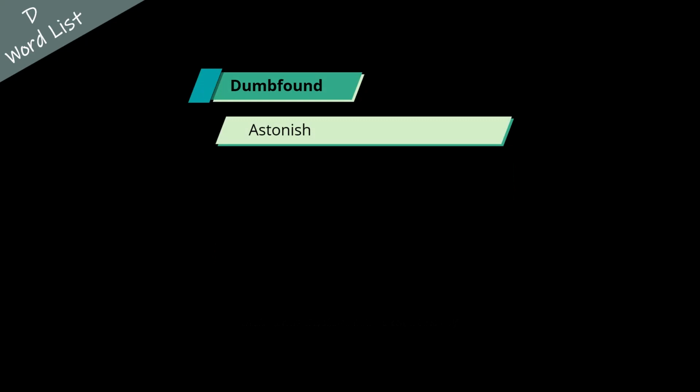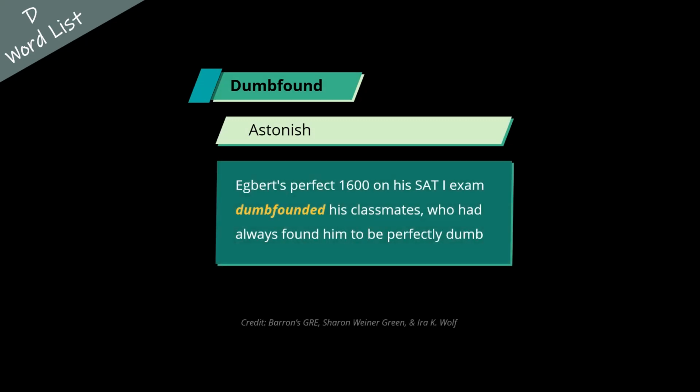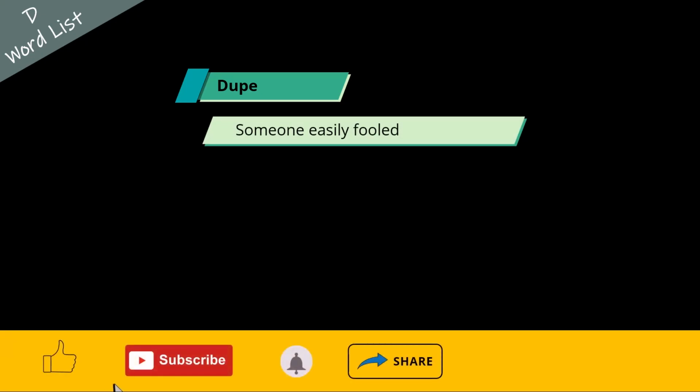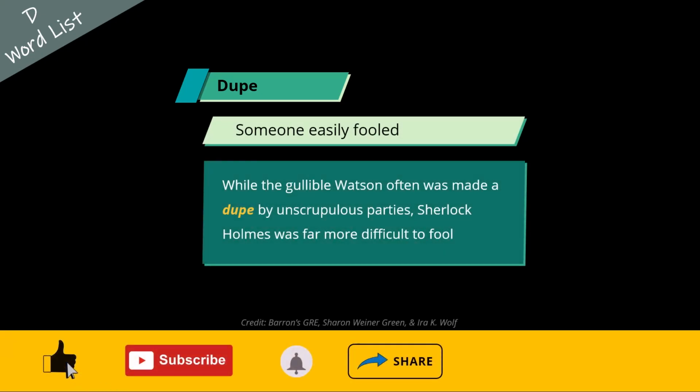Dumbfound means astonish. For example, Egbert's perfect 1600 on his SAT I exam dumbfounded his classmates, who had always found him to be perfectly dumb. Dupe means someone easily fooled. For example, while the gullible Watson often was made a dupe by unscrupulous parties, Sherlock Holmes was far more difficult to fool.